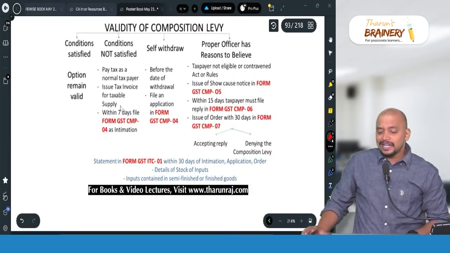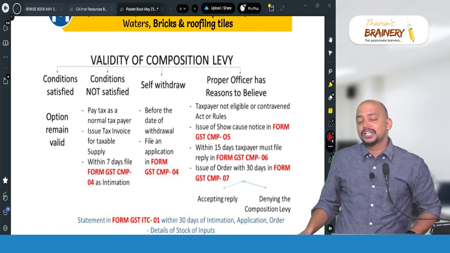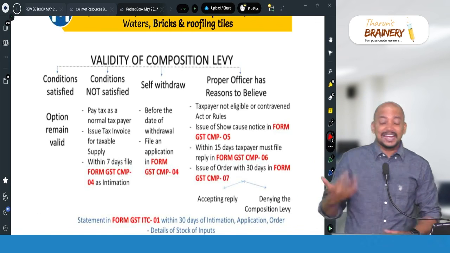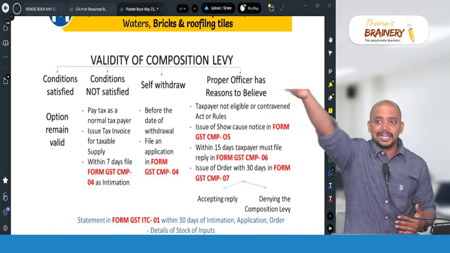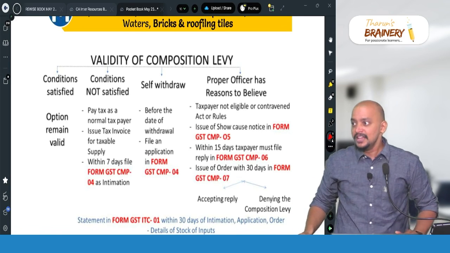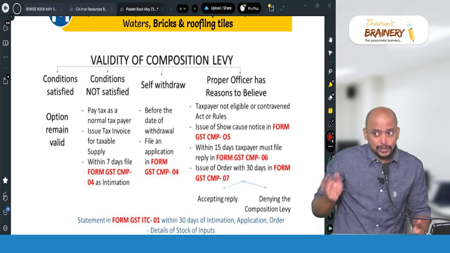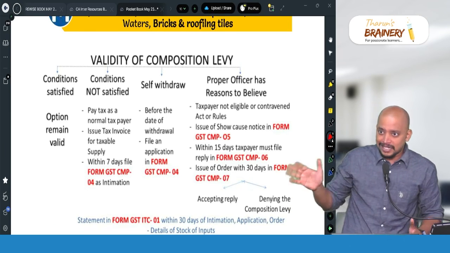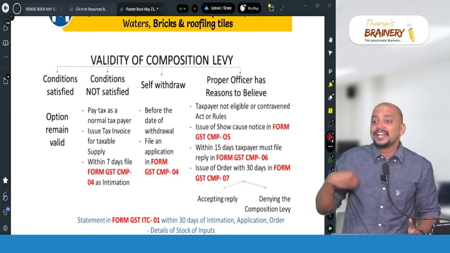Then validity of composition scheme. If all the conditions are satisfied, the option remains valid, which means that every time they don't have to make application for composition scheme. So first year they opted for composition scheme, second year also can they continue in the composition scheme? Yes, if all the conditions are satisfied, and no need to again file an intimation.